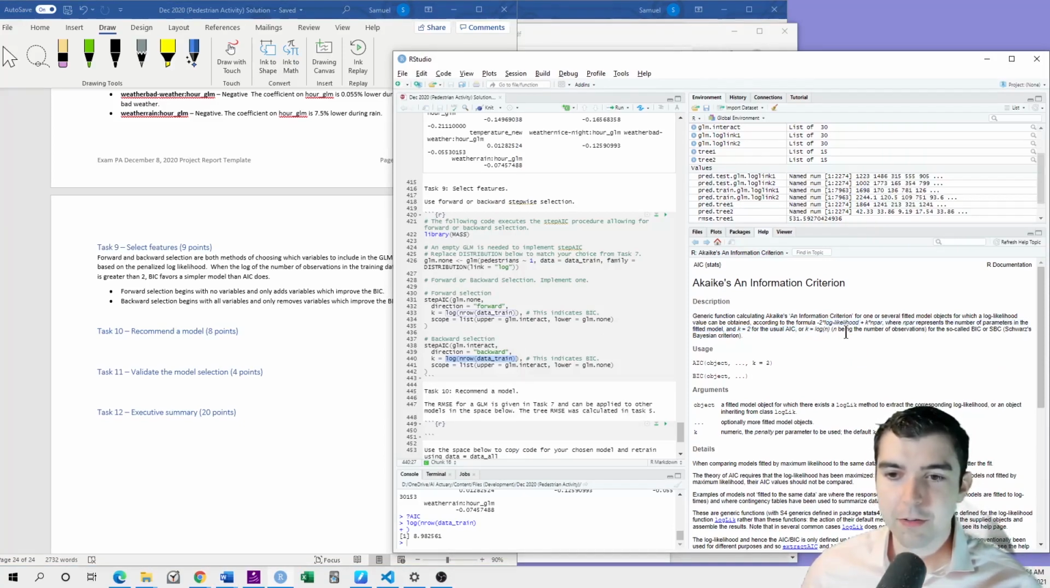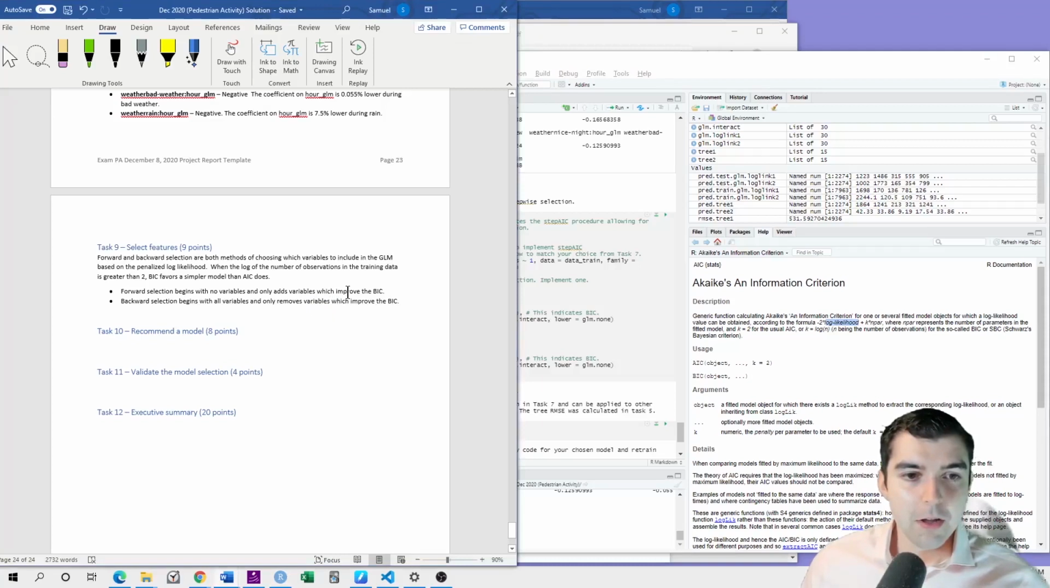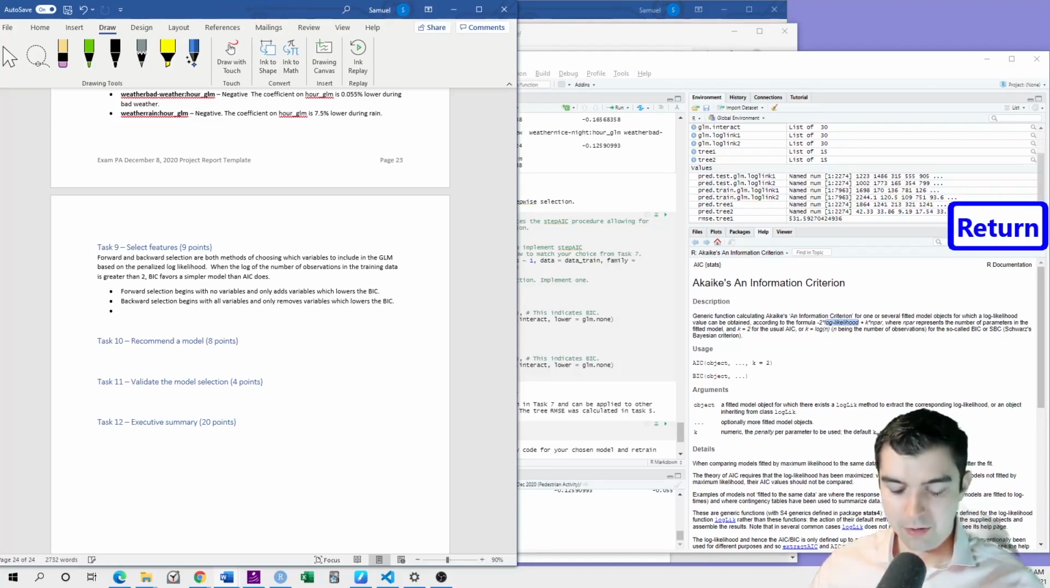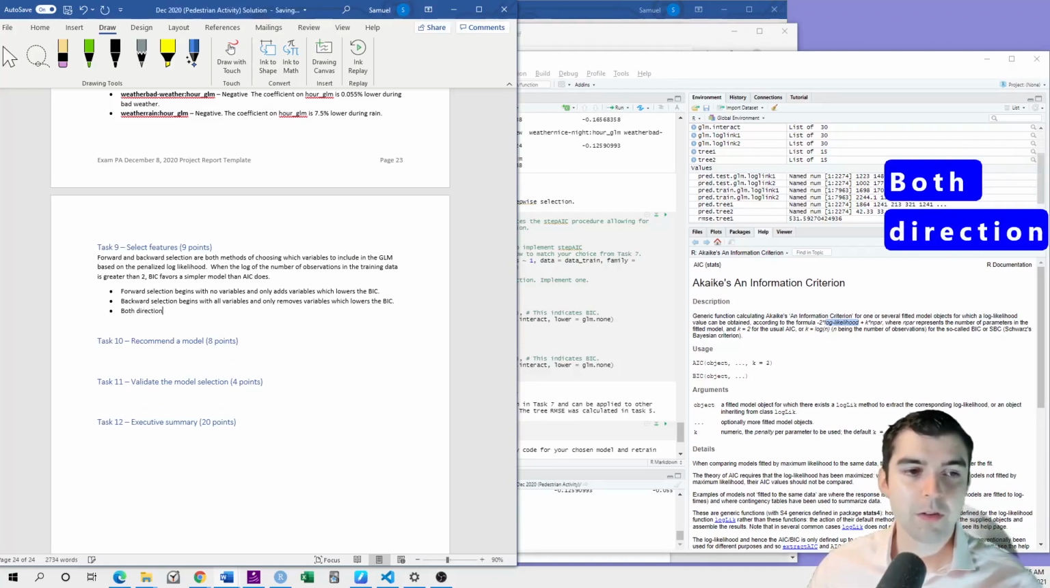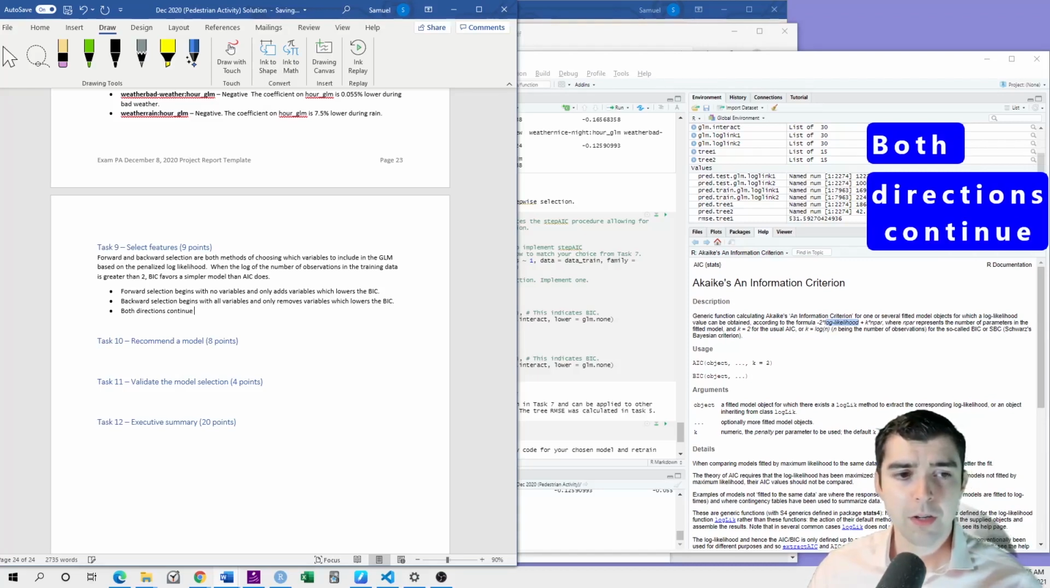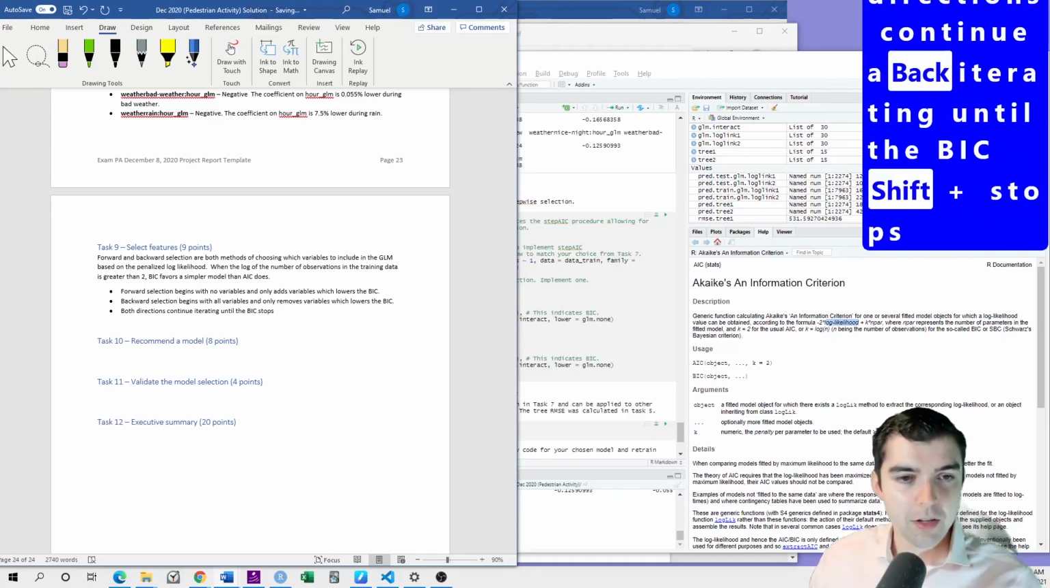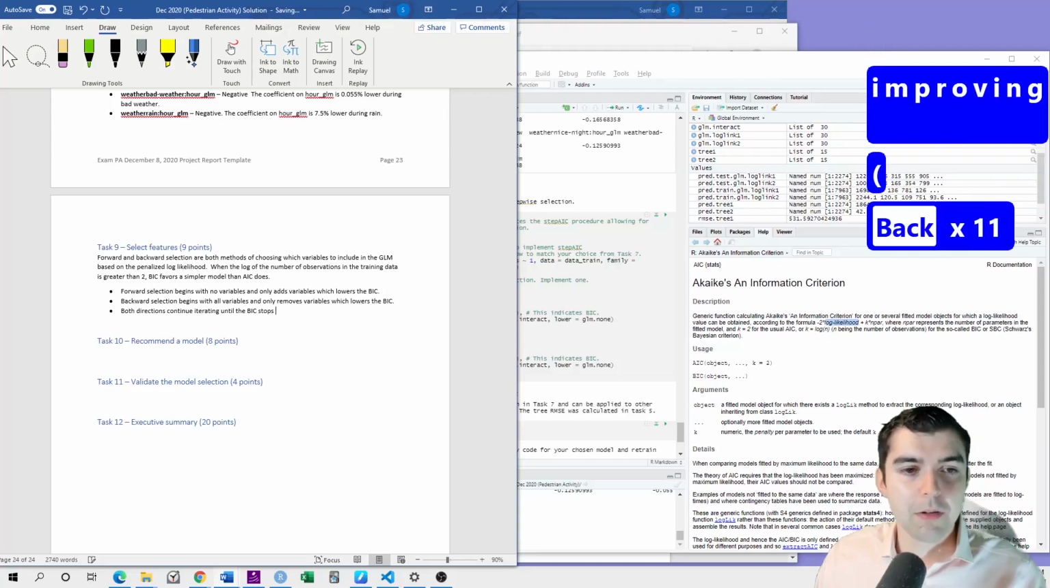you minimize variance. And so this formula is using negative log likelihood. So if this number is really high, like log likelihood is 10,000, then this number will be really small. And you know that the log likelihood should be high because you want the likelihood to be high. And so when you maximize the likelihood, you know that lower is better. So you can say this lowers the BIC. Yeah, and you can say that both directions continue iterating until the BIC stops improving, stops getting lower.